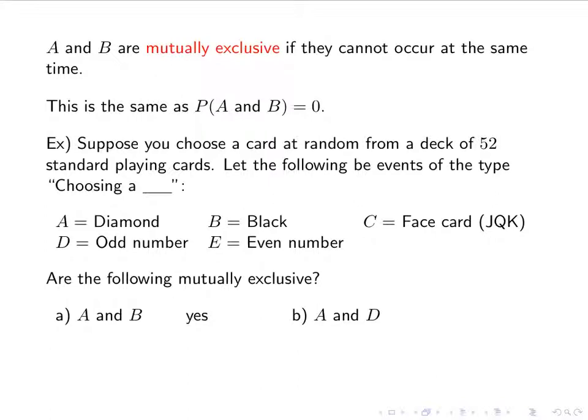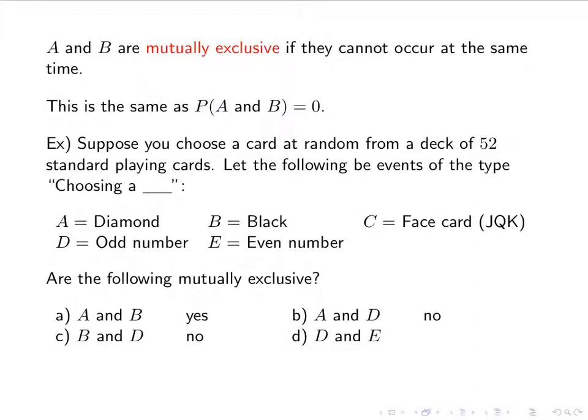What about A and D? Can I pull a card that is both a diamond and an odd number? Yes, there are 3 of diamonds, a 5 of diamonds, 7 of diamonds, and a 9 of diamonds. So it can occur at the same time, which means it is not mutually exclusive. What about B and D? Can I choose a card that is both black and an odd number? Yes, there are both clubs and spades of 3, 5, 7, and 9. So they can occur at the same time, which again means they are not mutually exclusive.